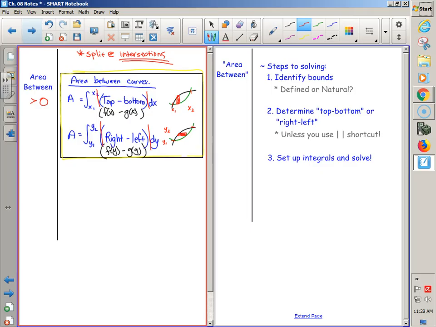Defined is going to be given. And naturally, you're going to have to find by hand. And if you're finding by hand, that's when you're looking at your intersections.